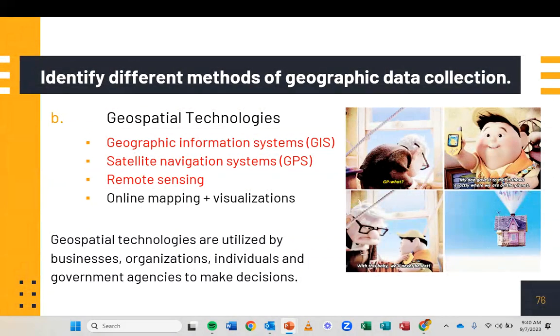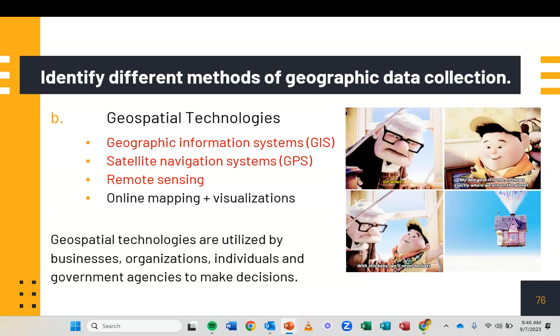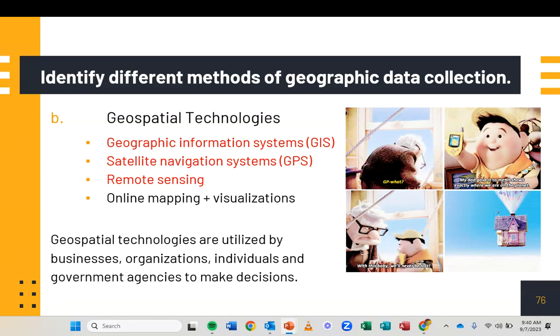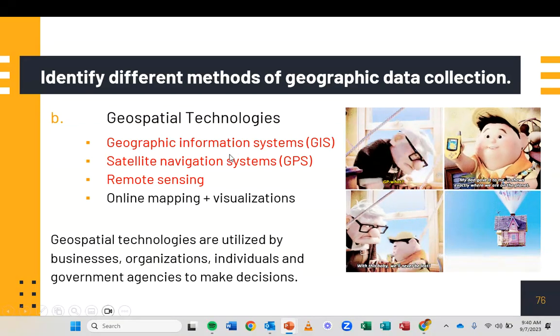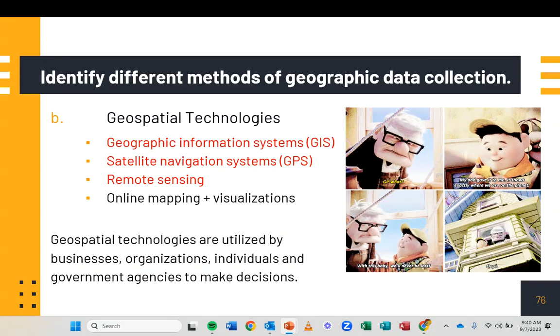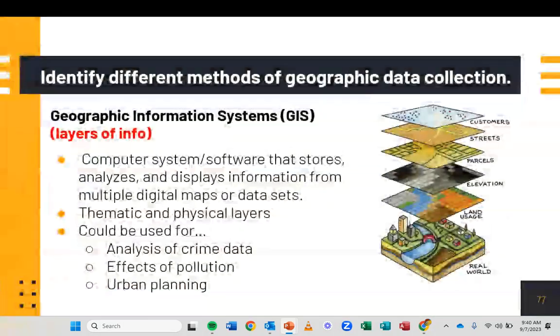All right. And then there are geospatial technologies. And there are these red ones. You may know some of them, but you need to be familiar with all three. So you've got GIS, and you need to know this one. I tend to think of it as, you could just write this down, GIS, layers of information.